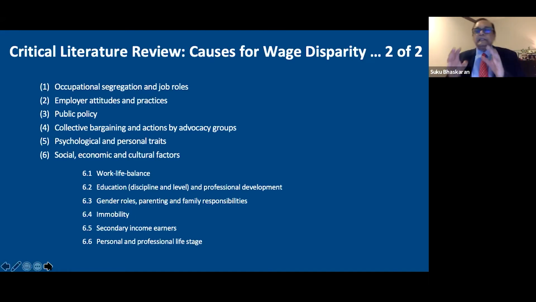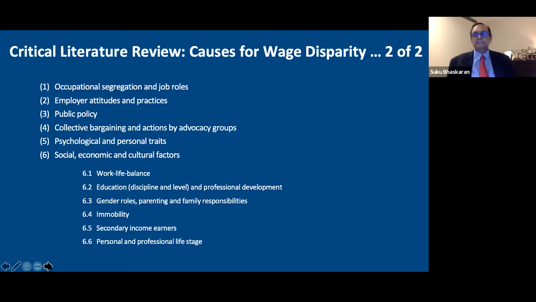So they are saying that largely they attribute this to occupational segregation and job roles. What do women do? In some of these countries, there will be production line workers, there will be nurses, there will be teachers, etc. They are lower paying jobs. They attribute it partially to employer attitudes and practices. They attribute it partially to public policy. They attribute this partly to collective bargaining, union actions, and the actions by advocacy groups. Because in the West, of course, the women are much more assertive, and they bargain or negotiate for better salary.